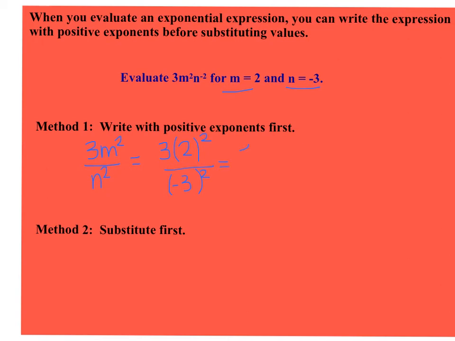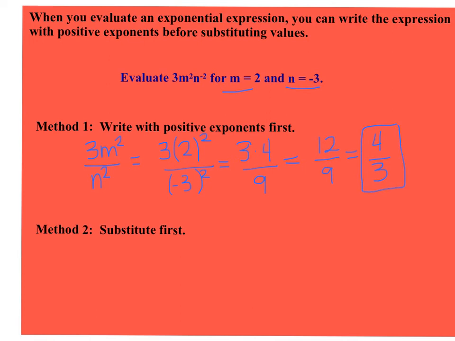So this would become 3 times 4 over positive 9. Negative 3 times negative 3 is positive 9. And then 3 times 4 is 12. 12 over 9 reduces to 4/3, or 1 1/3.